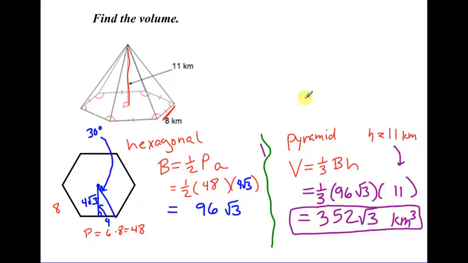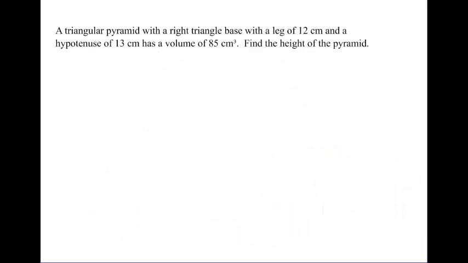Okay, step by step, and it's not too bad. We can even apply those steps when we don't have a picture. Let's read through this and then let's take it step by step. A triangular pyramid with a right triangle base with a leg of 12 centimeters and a hypotenuse of 13 centimeters has a volume of 85 cubic centimeters, and find the height of the pyramid.